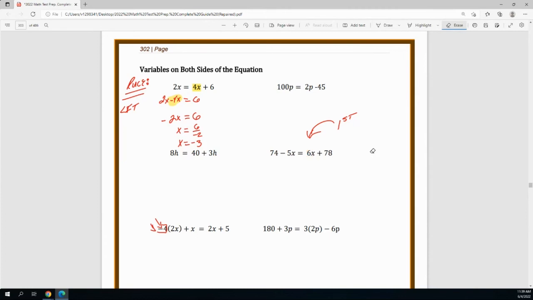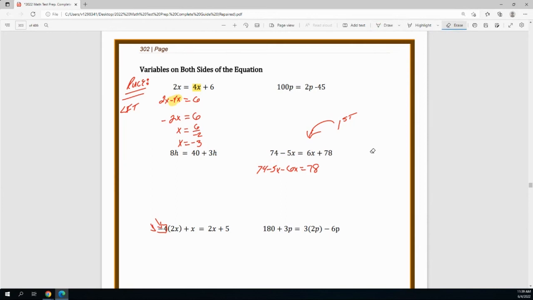You notice that you have plus 6x. What's the opposite of plus 6x? Minus 6x. So I want to write minus 6x on the other side. So here we go. Watch. 74 minus 5x minus 6x equals 78. Do you notice I put minus 6x behind what was there? That's what you want to do. Remember, if something moves, it goes behind what was already there. I don't know if you've noticed that.